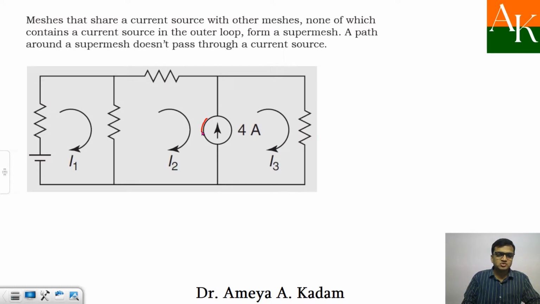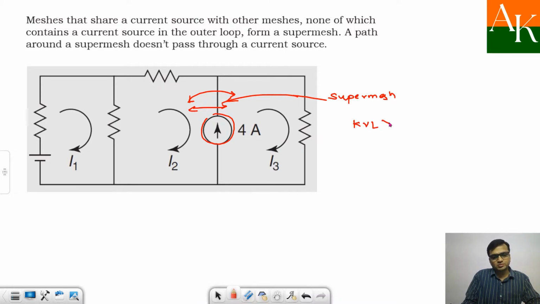So whenever you have a current source shared between two meshes, then these two meshes form a supermesh. That means we can't apply KVL to mesh 2, and we can't apply KVL to mesh 3, because they contain a shared current source. There is no problem in applying KVL in mesh 1. If you see this circuit, there are three unknowns I1, I2, I3. So if there are three unknowns, we require three equations.